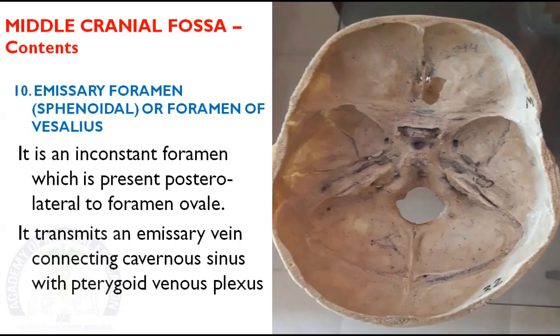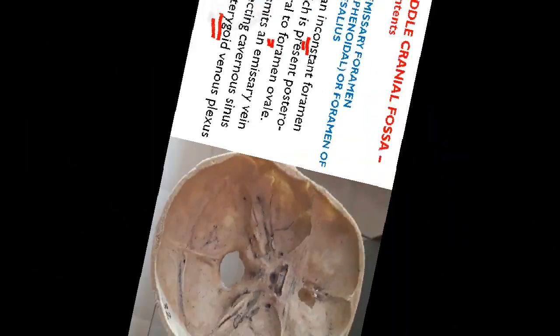Okay. Next is the emissary sphenoidal foramen, or foramen of Vesalius. It is an inconstant foramen which is present posterolateral to the foramen ovale. It transmits an emissary vein connecting the cavernous sinus with the pterygoid venous plexus.